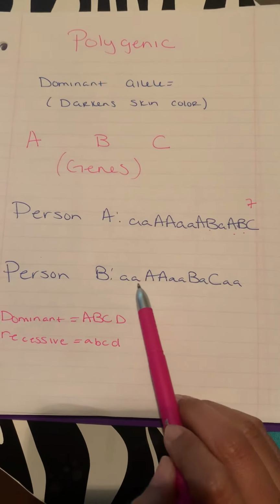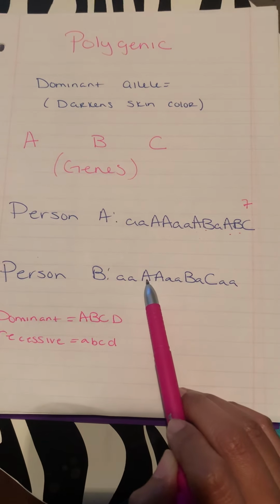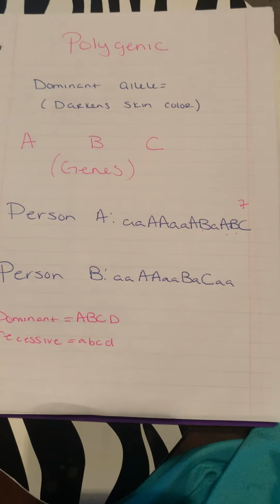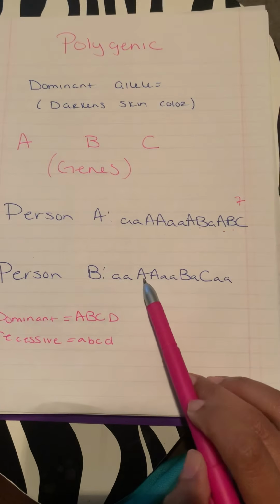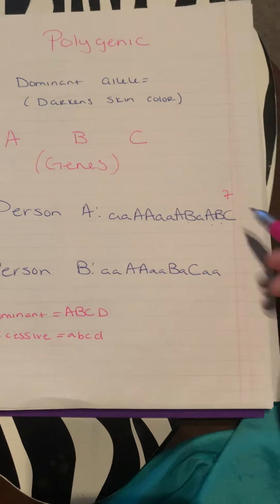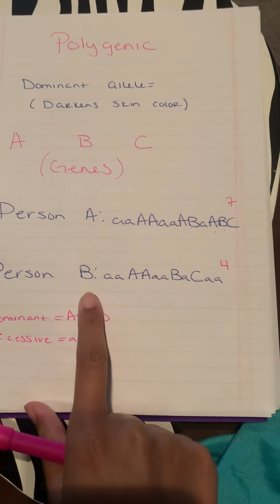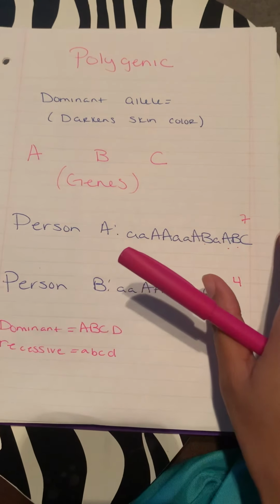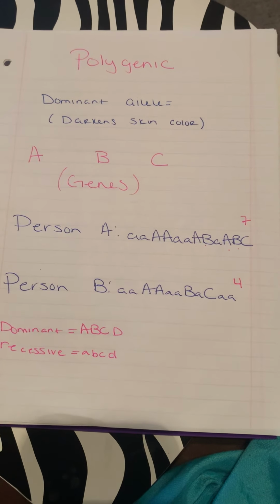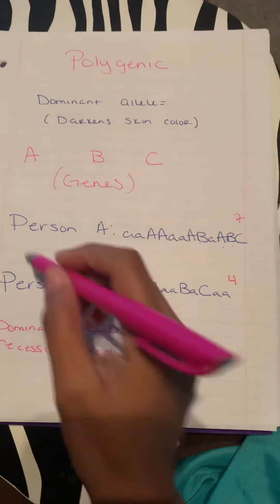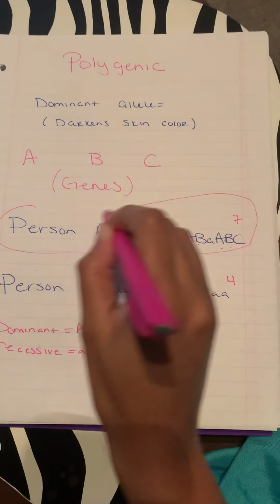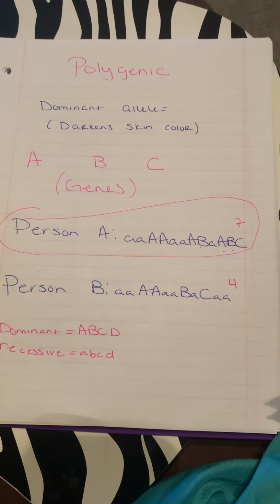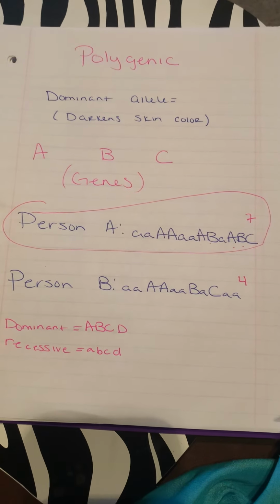So we'll go over here, recessive, dominant, recessive, dominant. So we have 1, 2, sorry about that. We have 1, 2, 3, 4. So person B has 4 dominant alleles. Person A has 7 dominant alleles. So the person that will be darker would be person A, because it shows dominant alleles equals darker skin, right? See how easy it is? You can do it.